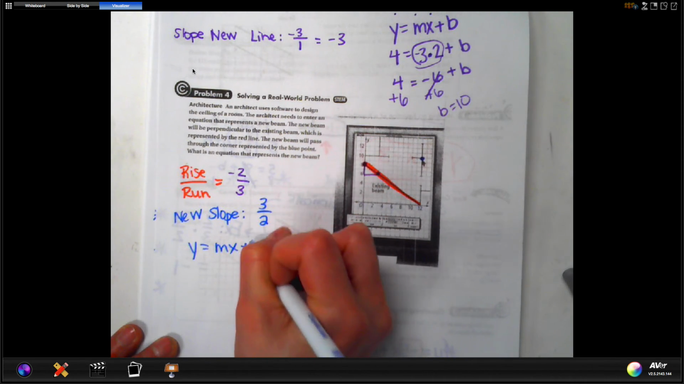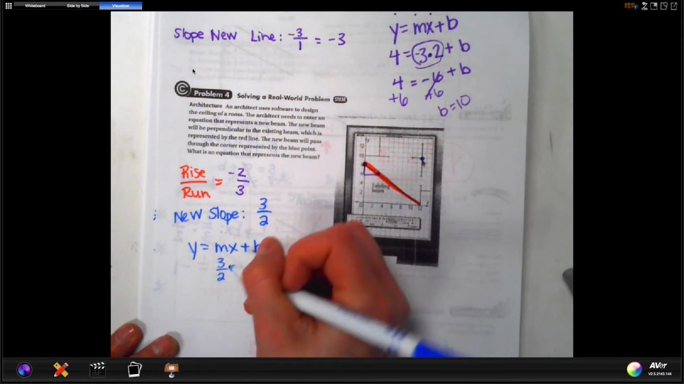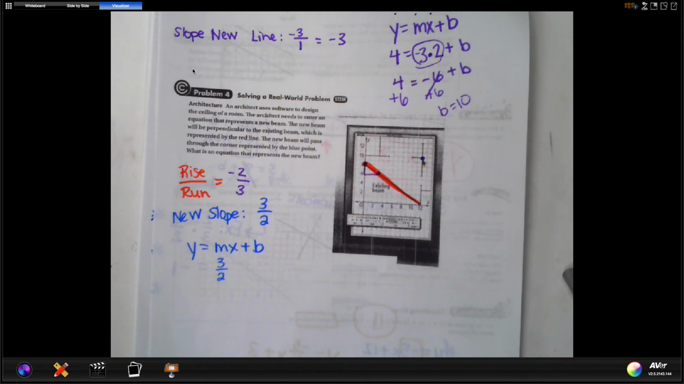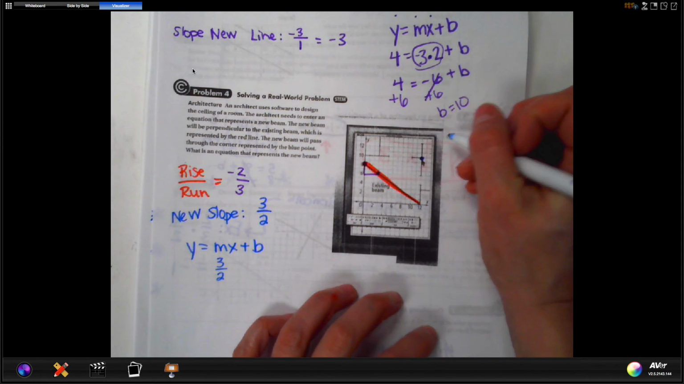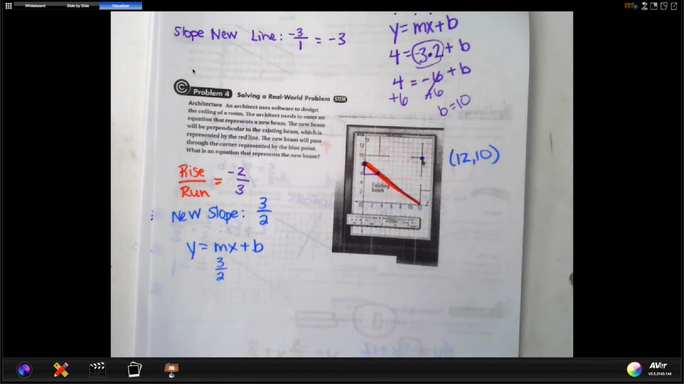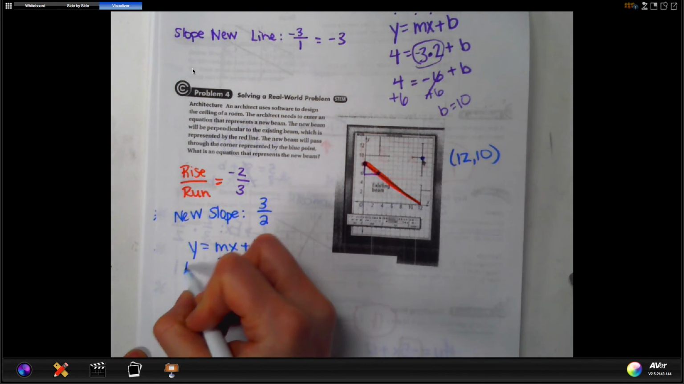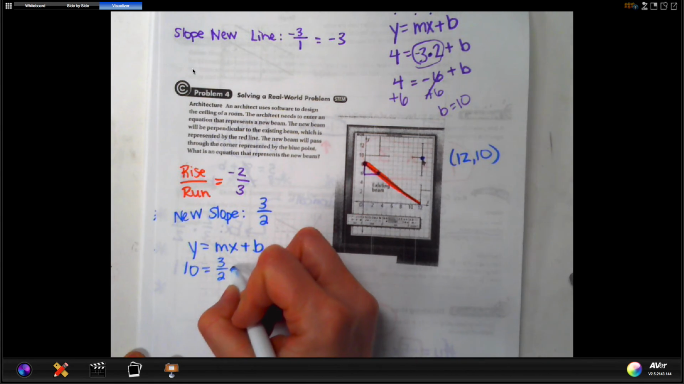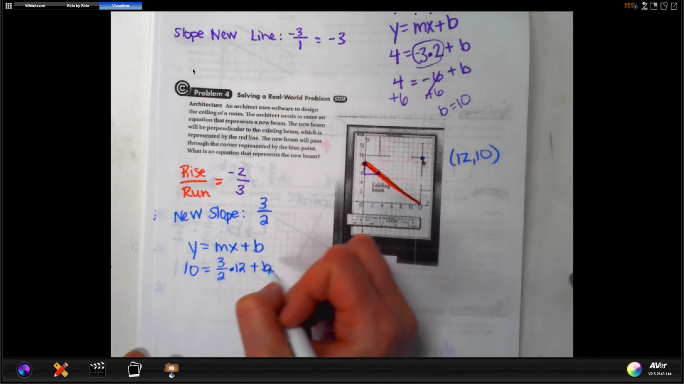Where do my x and y come from? I know my new slope is 3/2. Where do I get x and y if I know that my new beam has to be perpendicular, starting at this blue point? The point, so it'd be 12, 10. That's right. This point right here is 12, 10. That's the point it's going to start at. So my y value is going to be 10. My x value is 12. And I'm going to solve then for b.